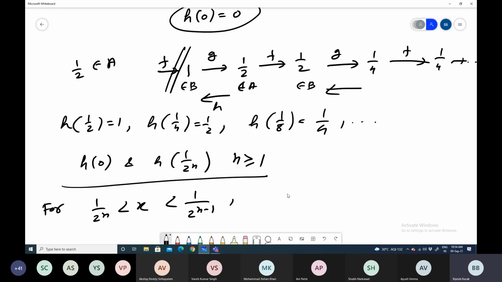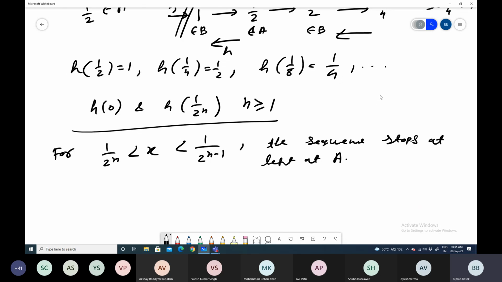it stops actually in A. The sequence stops at left at A. So therefore you can choose H, either F or G. Or just choose, just take H equal to F.